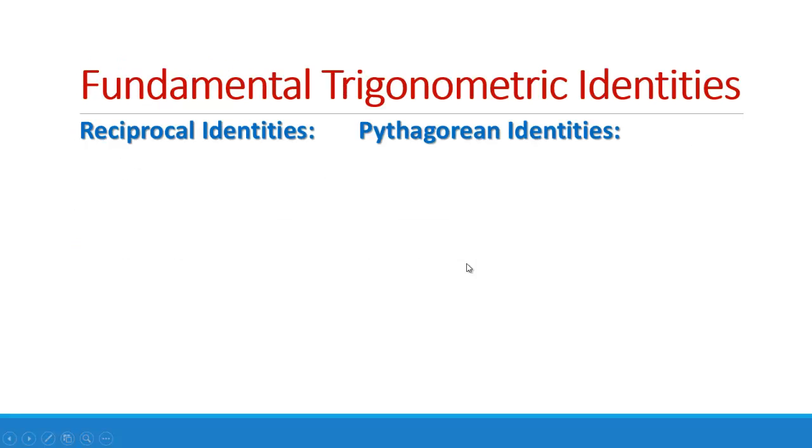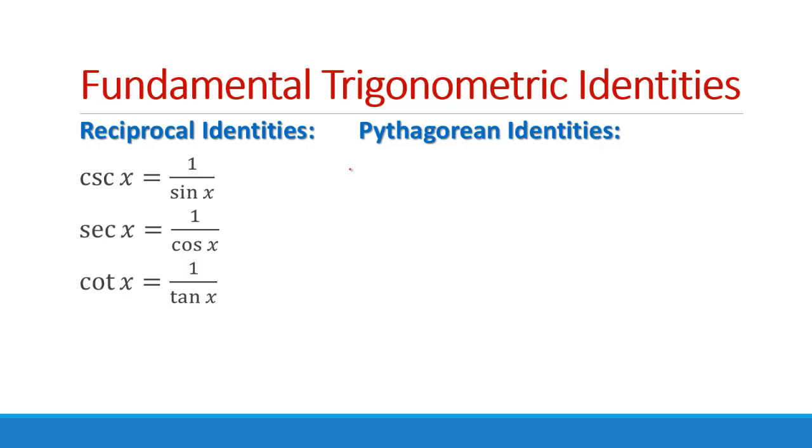All right, so fundamental trig identities. You should know all these reciprocal identities without having to think about it, but just in case. Cosecant of x equals 1 over sine of x. Secant of x equals 1 over cosine of x. Cotangent of x equals 1 over tangent of x. Tangent of x equals sine of x over cosine of x. And cotangent of x also equals cosine of x over sine of x.